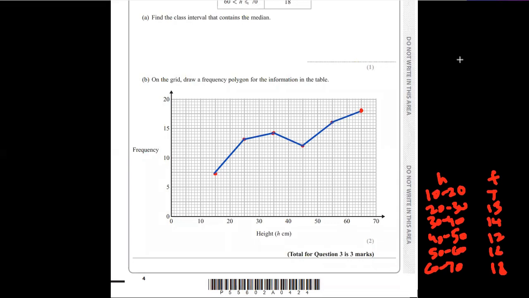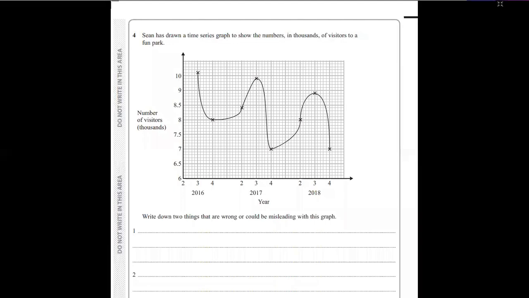Here we are. Thank you, Rishma. Right, Mustafa, can you help me with question number 4 then? Sean has drawn a time series graph to show the numbers in thousands of visitors to a fun park. Write 2 things that are wrong or could be misleading in the graph.